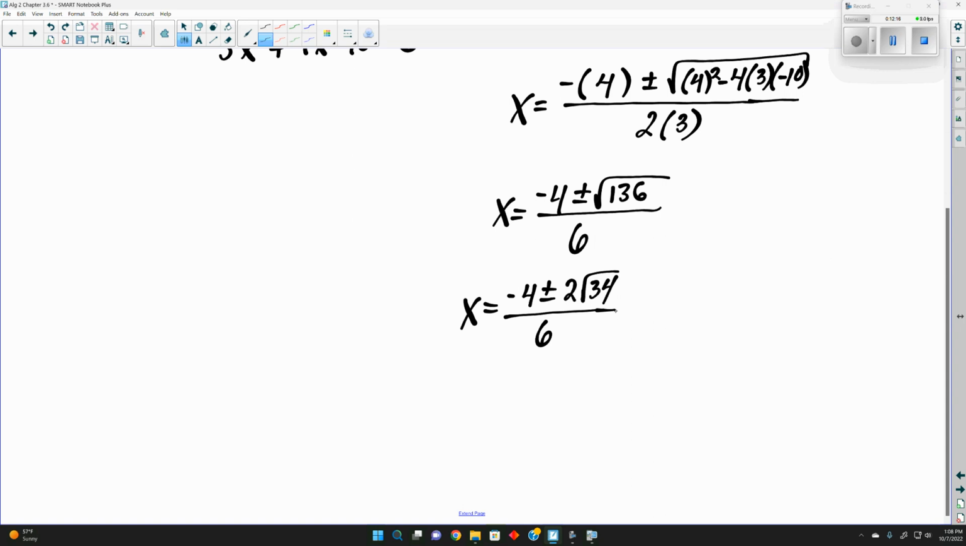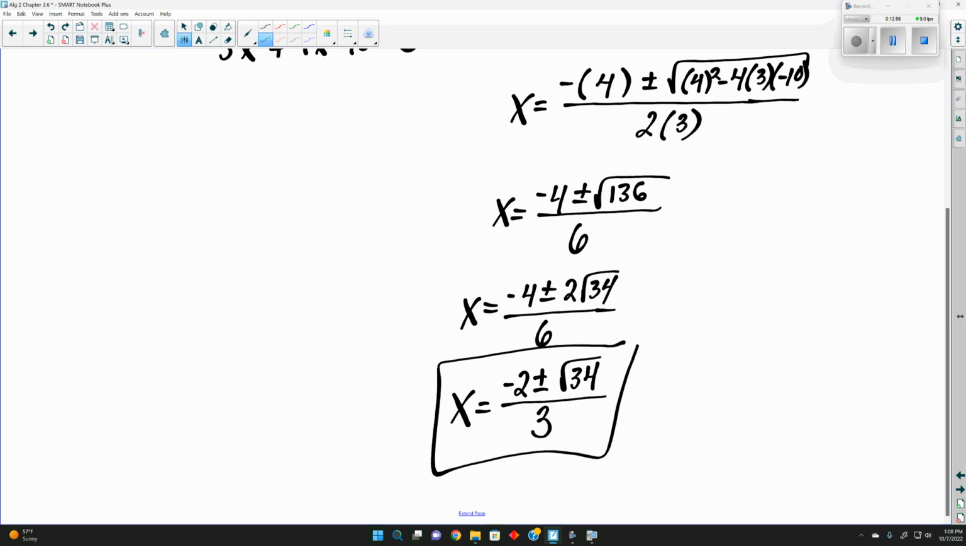Now, is there a like term between negative 4, 2, and our 6? Yeah, they all have 2, yes? One of the 2 ways we can do it is we can factor 2 out of the top. Then we'd have 2 over 6, which is 1/3, and we can simplify that way. The other method is to divide every term by whatever that common factor is. So negative 4 divided by 2 is going to be negative 2. 2 square root of 34 divided by 2 is just going to be square root of 34. And 6 divided by 2 is 3.